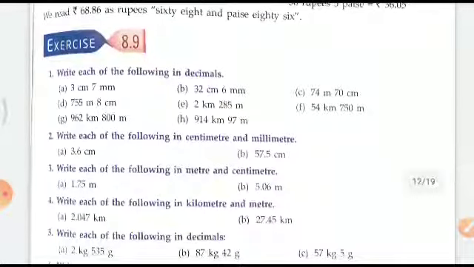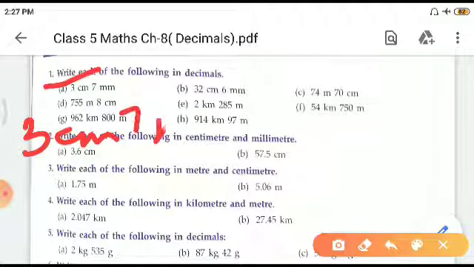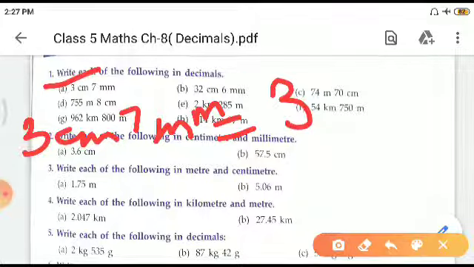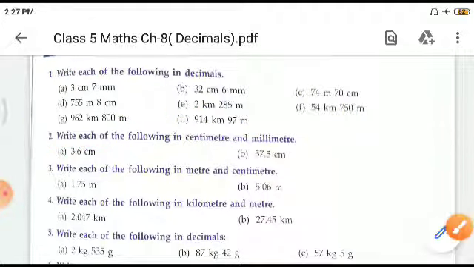Now in 8.9, write each of the following as decimal: 3 centimeter and 7 millimeter. So we are doing the first one, 3 cm 7 mm. 3 will be the whole number here, and 1 millimeter is equal to 1 upon 10 centimeter. So 7 millimeter will be 7 upon 10, so it will be 3.7 centimeter. So similarly it is for the other ones.